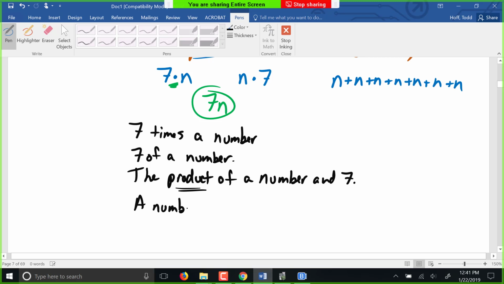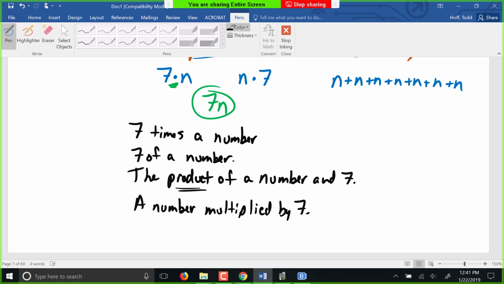Some of them are so easy that you don't even think of them. A number multiplied by 7. And again, there are a number of other possibilities we could come up with that would describe 7n, or 7 times n.